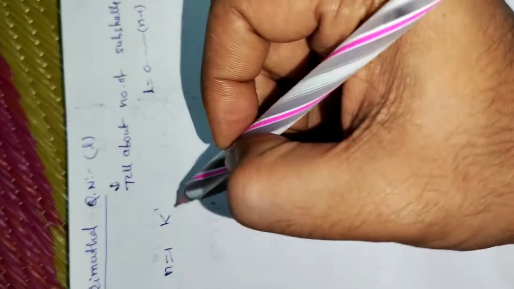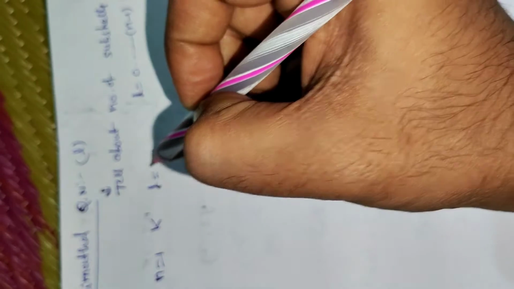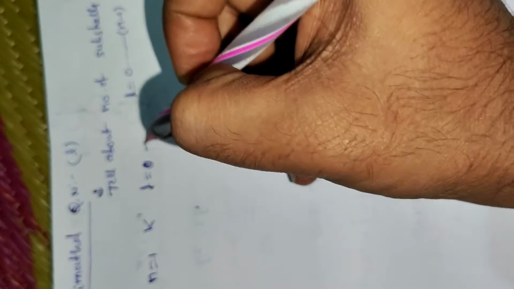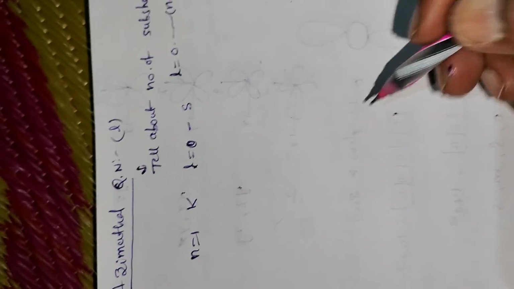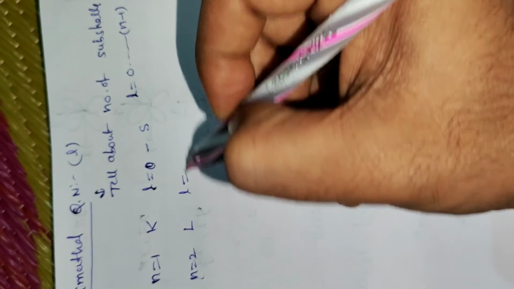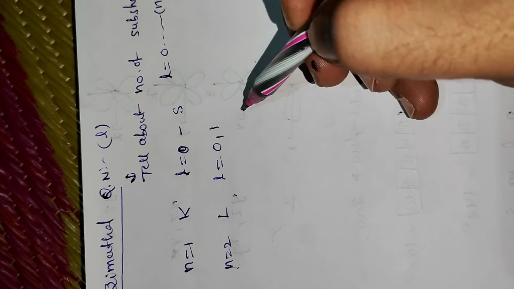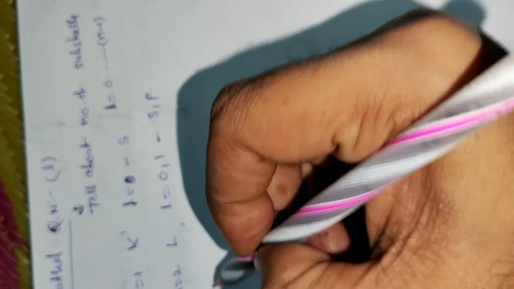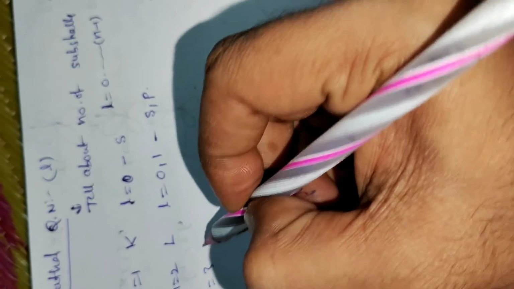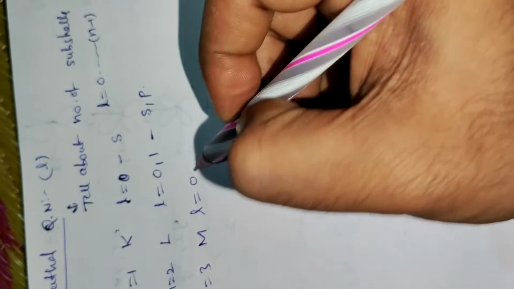N is equal to 1 means K shell. The l value is n minus 1, that is 0. 0 means that is s orbital. Next, n is equal to 2, that is L shell. L is equal to 0, 1: 2 minus 1 gives 1. That means s, p. N is equal to 3, that is the M shell. L values are 0, 1, 2. That means s, p, d.